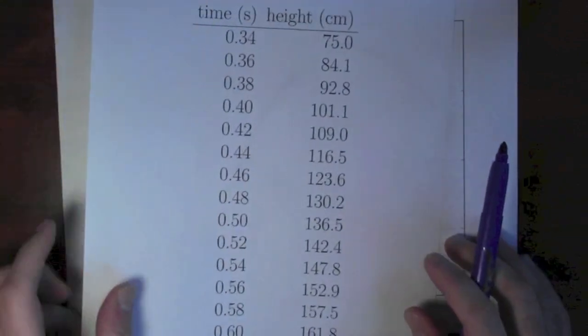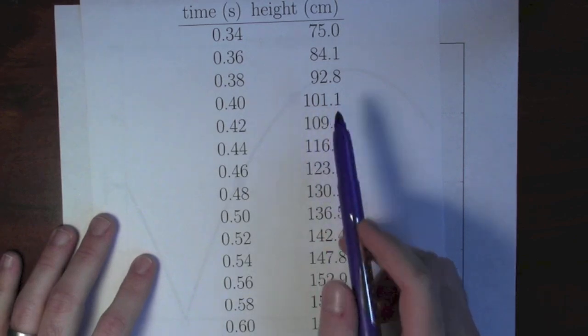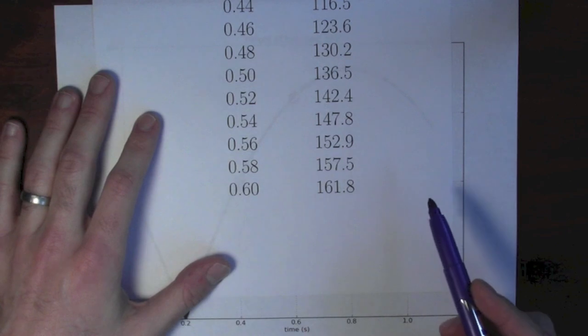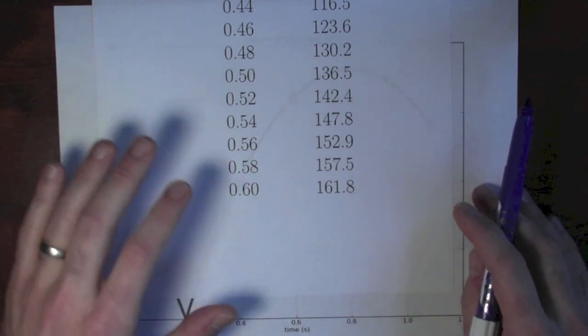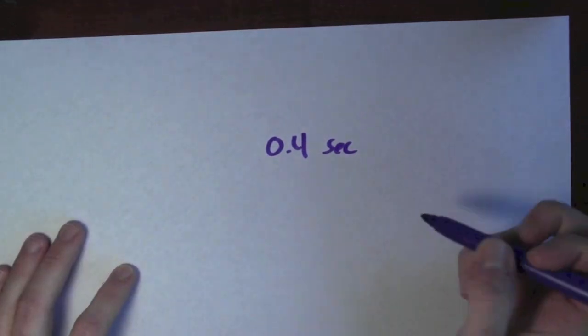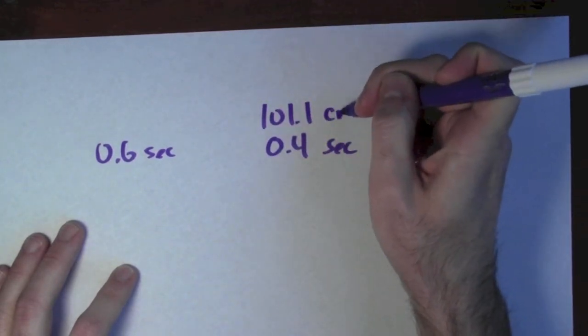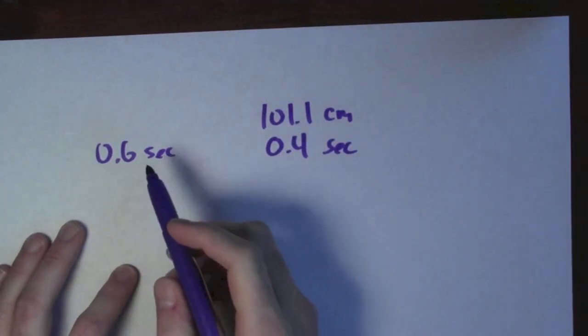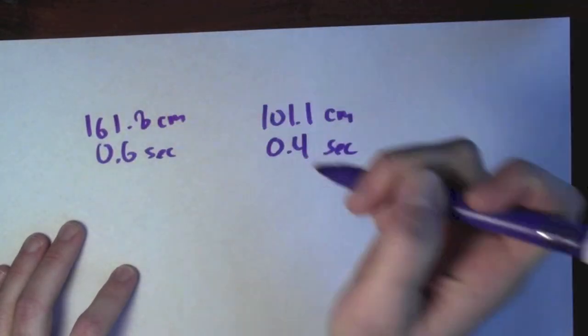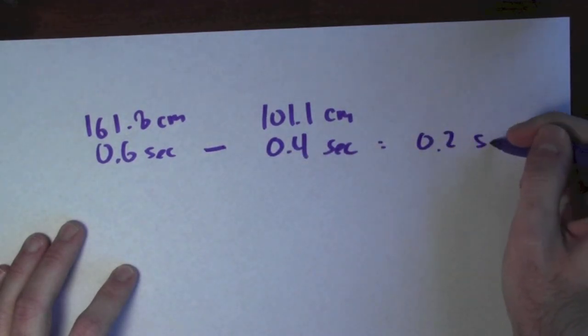All right, so I've got this handy table here of function values. At 0.4 seconds, the ball was 101.1 centimeters above the ground, and 0.6 seconds after Bart released the ball was 161.8 centimeters above the ground. So I can put that information together to figure out the speed of the ball between 0.4 and 0.6 seconds. All right. So 0.4 seconds to say 0.6 seconds. At 0.4 seconds on my chart, the ball was 101.1 centimeters above the ground. At 0.6 seconds, the ball was 161.8 centimeters above the ground. Now this time interval has a length of 0.2 seconds.